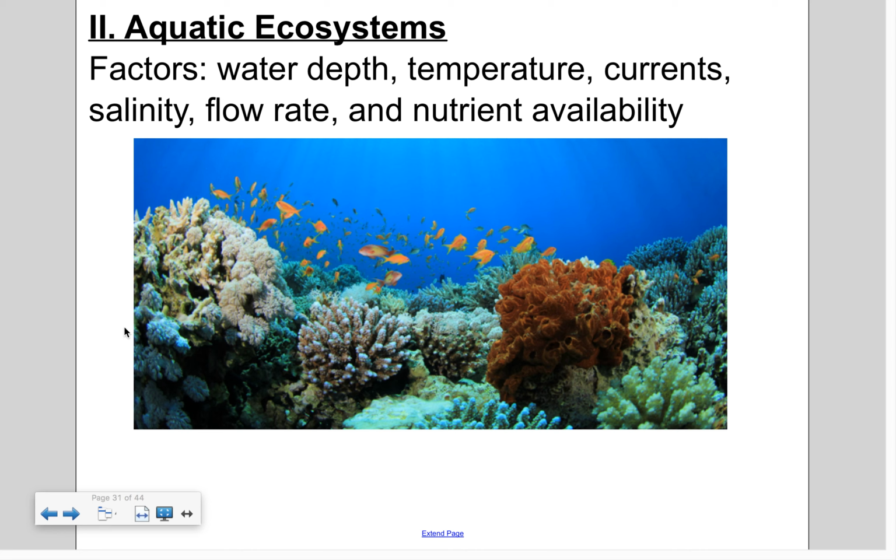Okay, moving on to aquatic ecosystems. A lot of factors affect aquatic ecosystems, specifically water depth, and you'll see that when I discuss marine ecosystems. Temperature can be a huge factor. Sometimes there are cold ocean currents that develop kelp forests, whereas with warm ocean currents, and depending on its location and latitude, you get coral reefs.